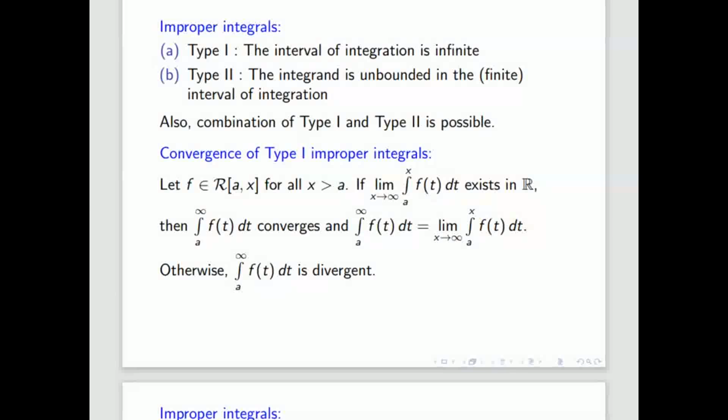If it is divergent, that means it has an infinite value, or that limit doesn't exist, or if it exists but is infinite, then we will say it is divergent.